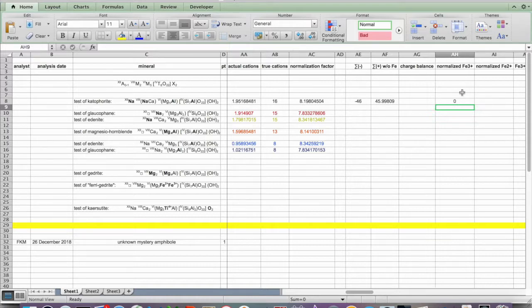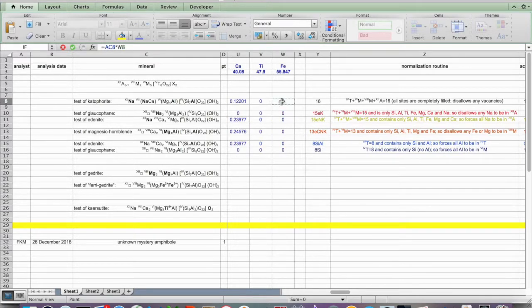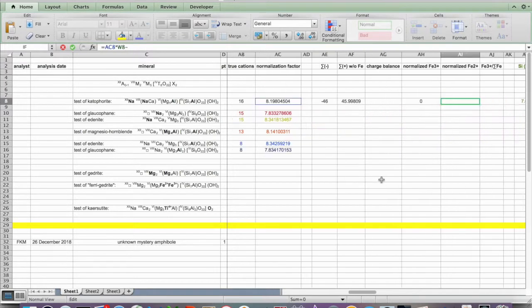Now, because we've already built in these safeguards, we don't have to worry about rebuilding the safeguards for normalized iron 2. So the calculation for normalized iron 2 is just going to be the total amount of normalized iron, which again is the normalization factor times the total amount of iron. And then we are going to subtract out the amount of iron that is already being used up as iron 3 plus. Again, there's no iron in this sample, so we see that both of those values are 0.